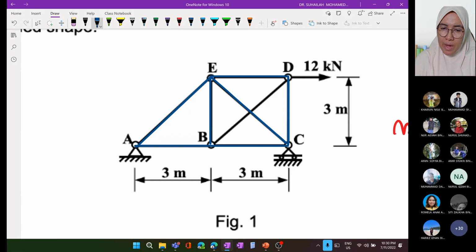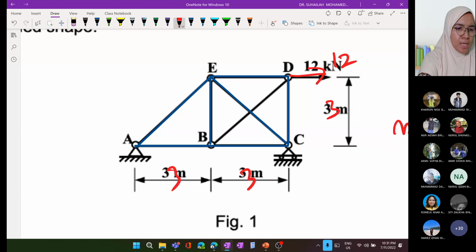Use easy method. Okay, we remove BD. That's why I don't put the BD line here. So this one is 12. Okay, 3 meter. So all 3 meter. We have pin here, pin and roller. So I want to copy this first.